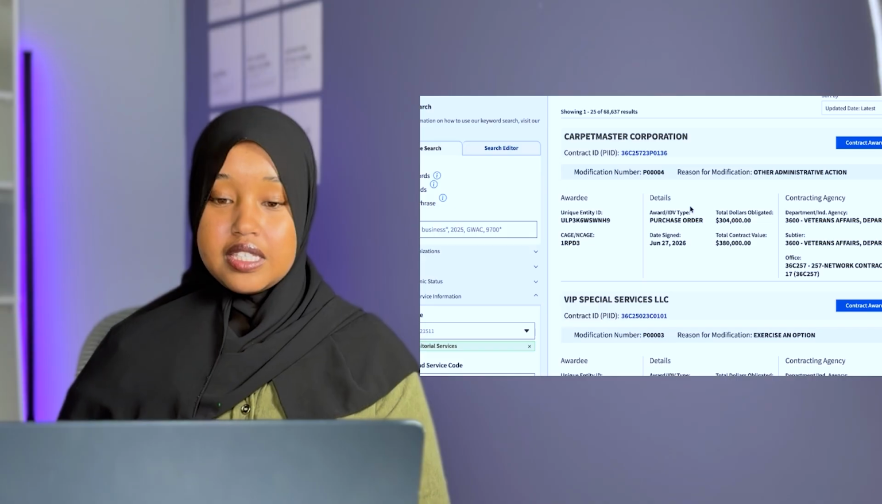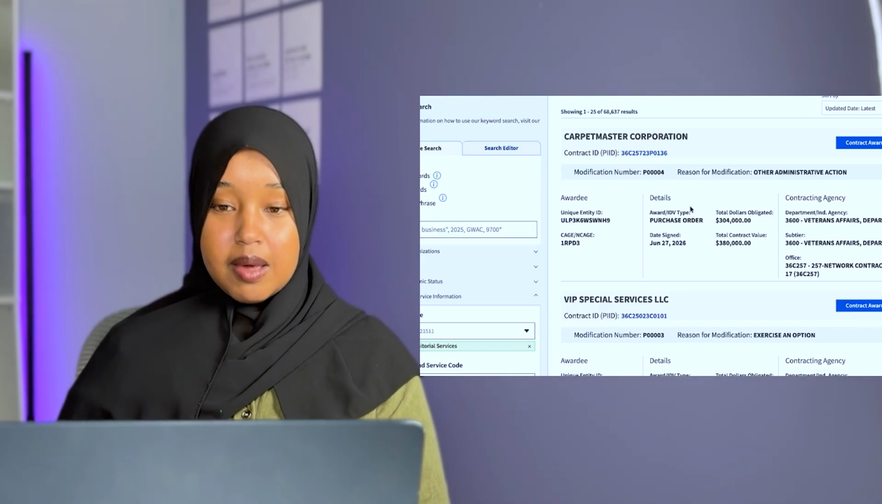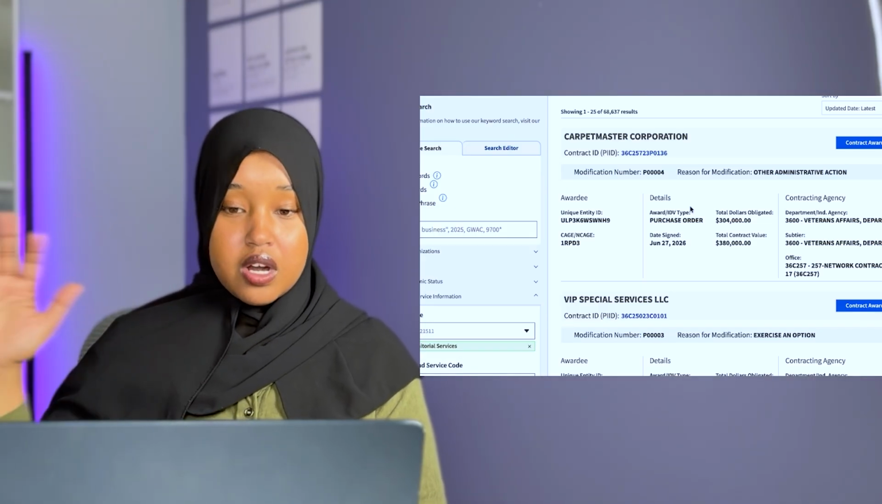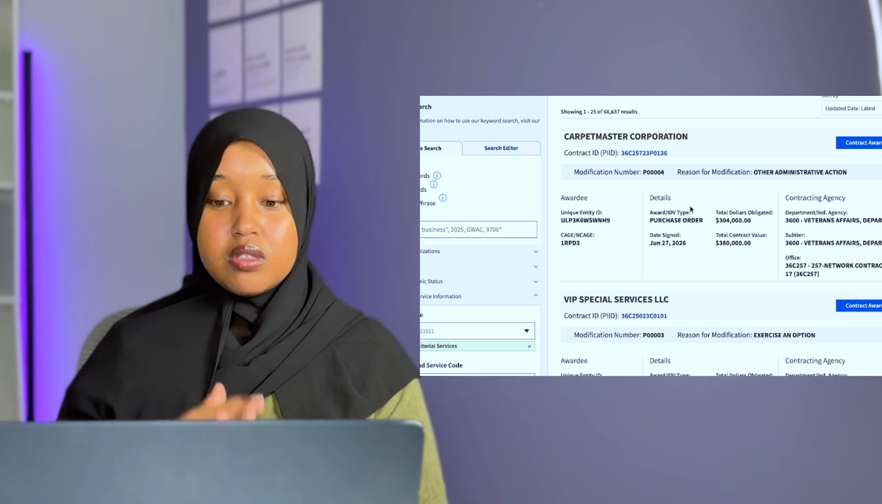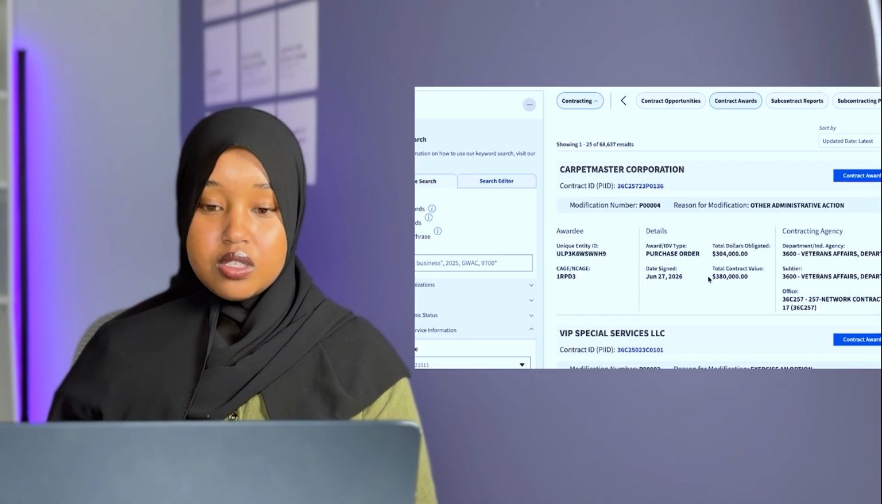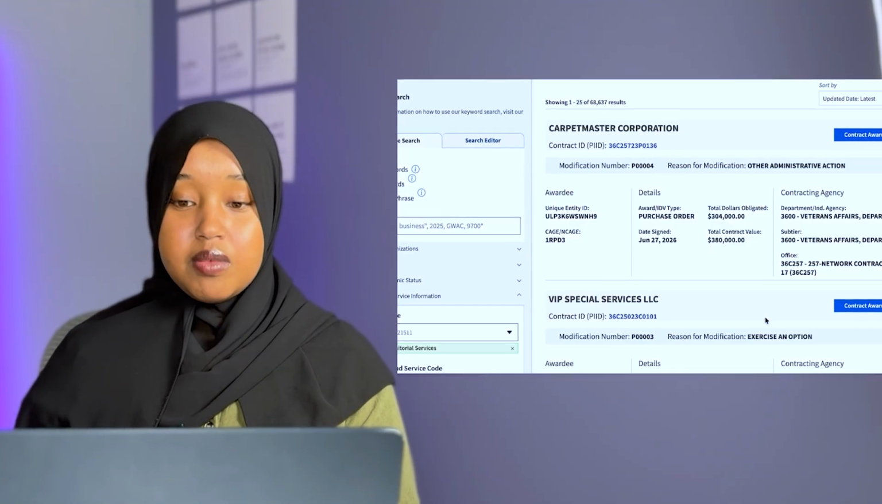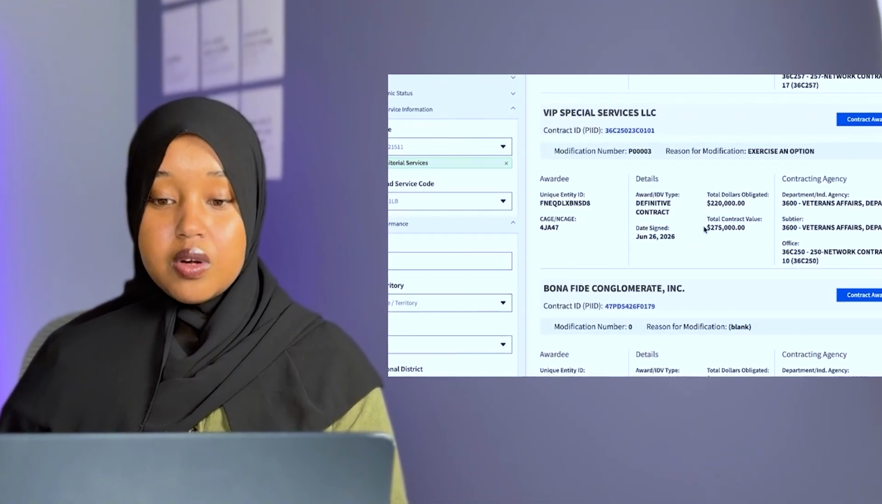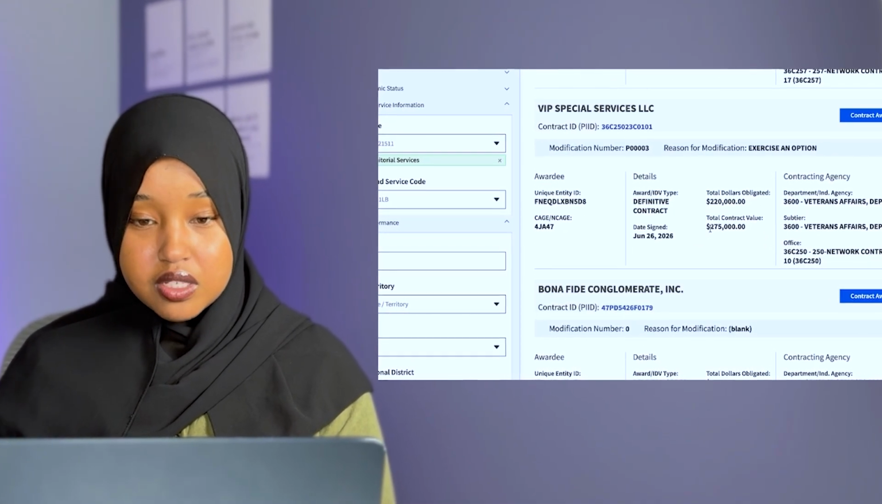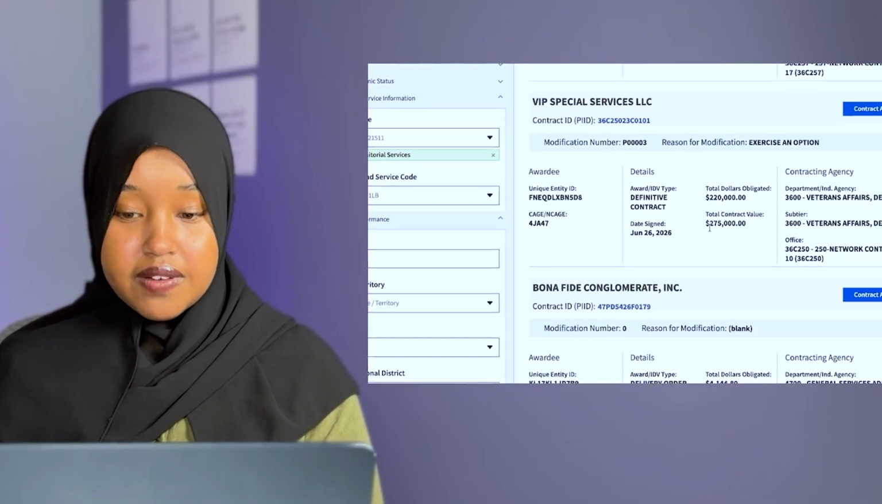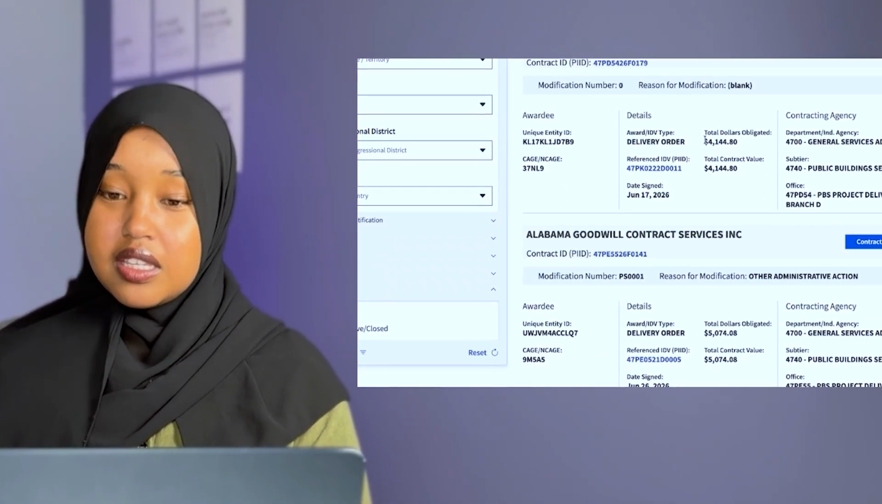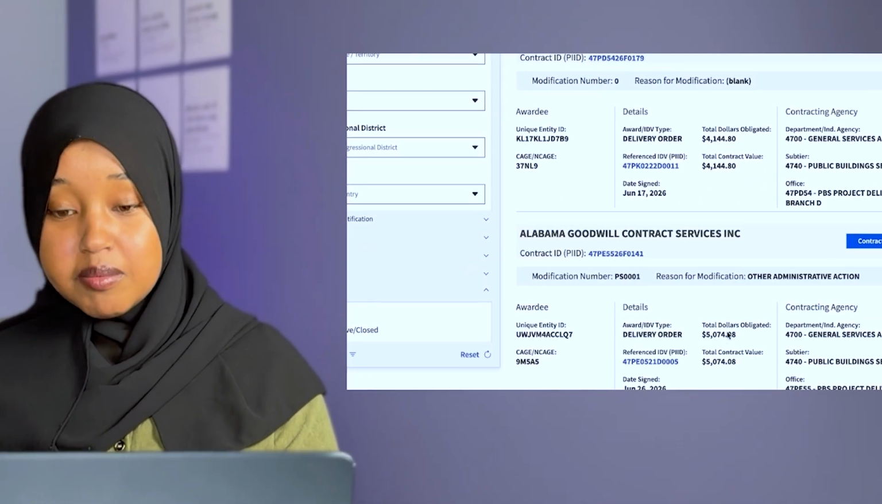So as you can see here, there were companies that bid for janitorial across states, and these are the amounts that they were awarded. This company was awarded yesterday actually, and they won about $380K. This company was awarded a couple days ago, and they were awarded about $275,000. Another company, $4,000, $5,000, and I'm assuming that these two companies were one-time jobs.